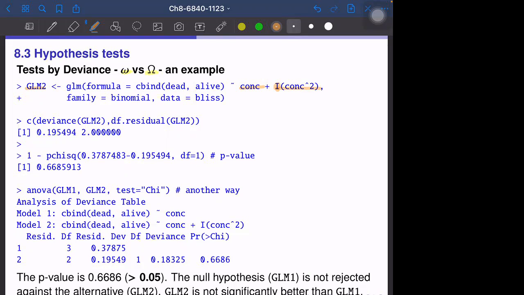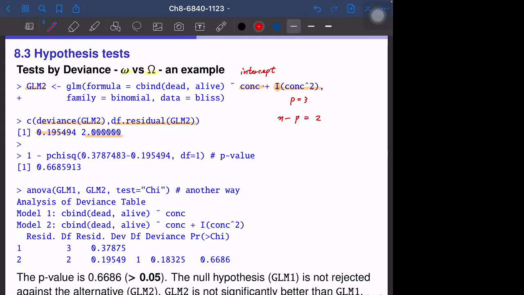Then we fit the model, and the deviance of this model is 0.19, and the degrees of freedom is 2, because this model has 3 parameters. So intercept, concentration and the square of concentration. So p is equal to 3, so n minus p is equal to 2.